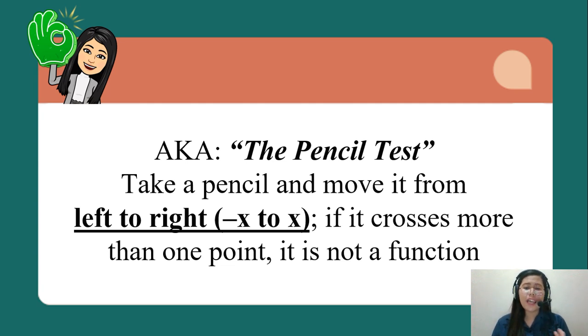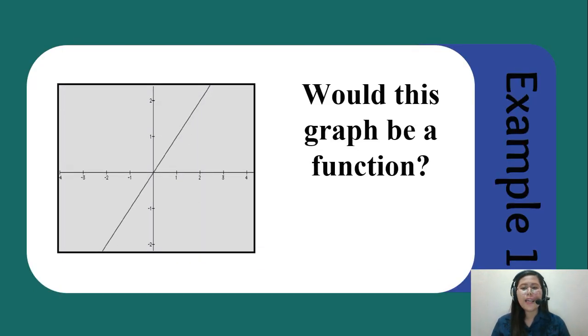So, take a pencil and move it from left to right, which is negative x to positive x. If it crosses more than one point, then it is not a function. Again, kapag gumamit po tayo ng pencil test sa graph, kapag 1 point lang po yung dinaanan ng vertical line test mo, matik po, function siya. 1 point lang. Pero kapag sa iisang vertical line mo, naging dalawa po yung dinaanan ng graph mo, magiging not a function na po siya.